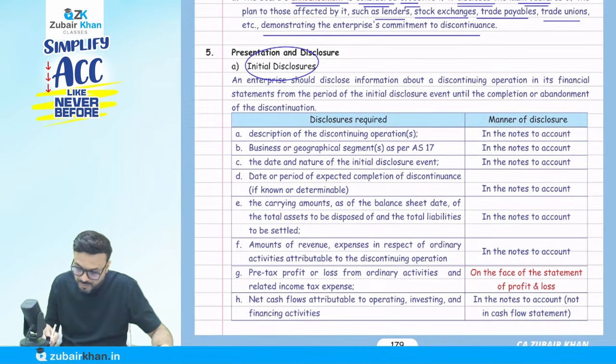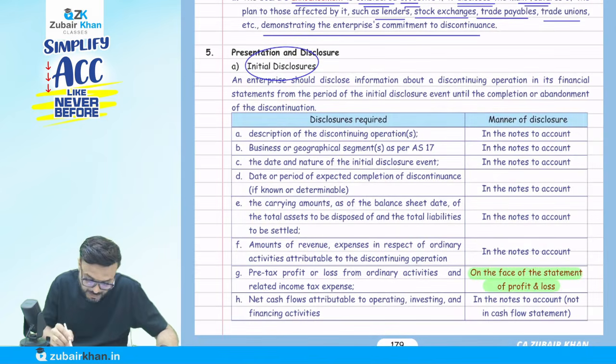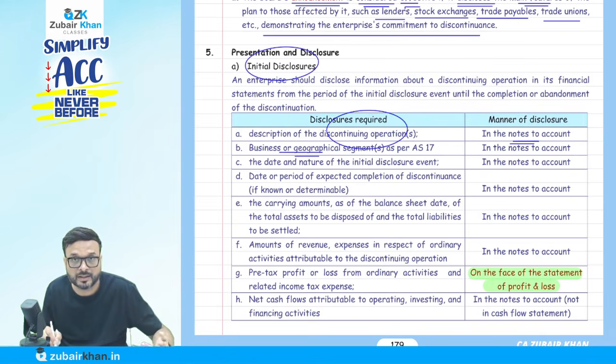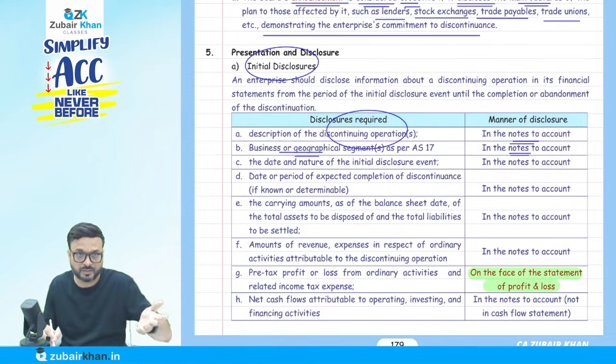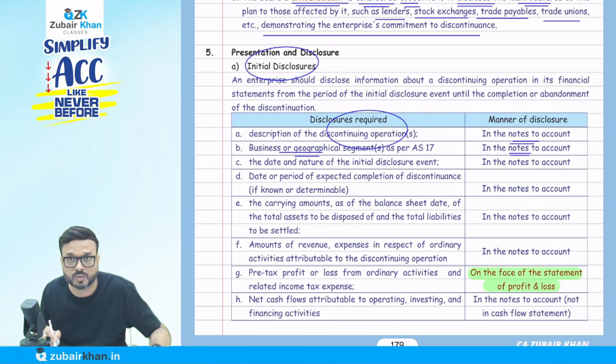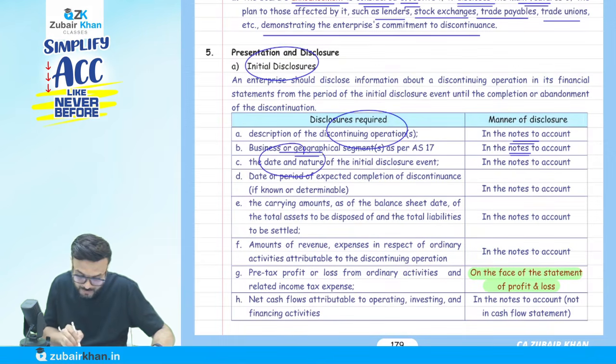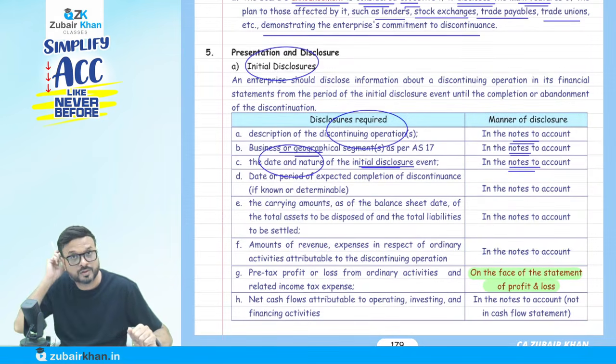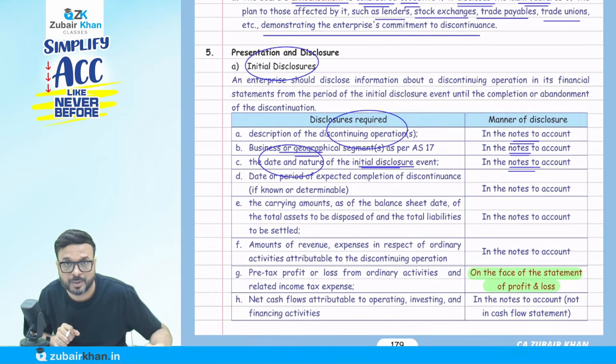Remember, all these things we have to disclose in the notes to account, except this one which I have highlighted in red color: the description of the discontinuing operation. The description of the discontinuing operation is in the notes to account: the business or geographical location, as per A17, that we want to discontinue. The date and the nature of the initial disclosure event: was it a binding sale agreement, or did you make a detailed plan and announce it? Notes to account. The date or period of expected completion, how much time it will take, in the notes to account.